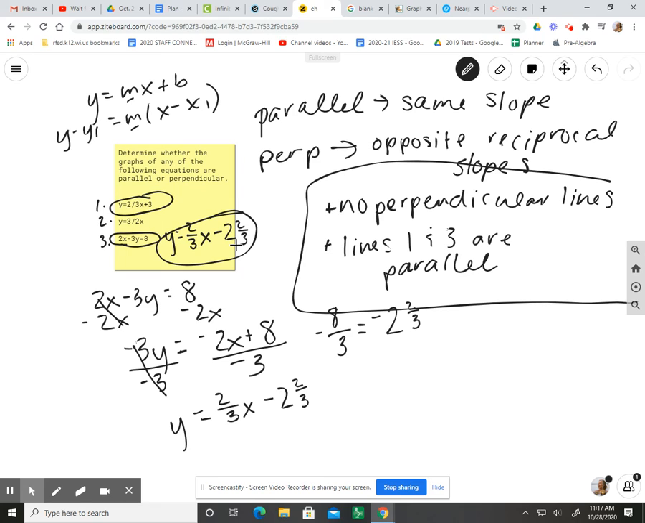You just need to get the equations written so that you can compare their slopes, and then see if the slope is the same. If it's the same, it's parallel. If you have opposite reciprocals, then you're looking at perpendicular. But remember, just because your slopes are reciprocals doesn't mean they're perpendicular. They have to be opposite. So one is positive and one is negative.